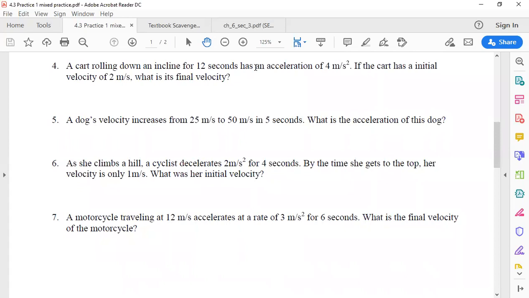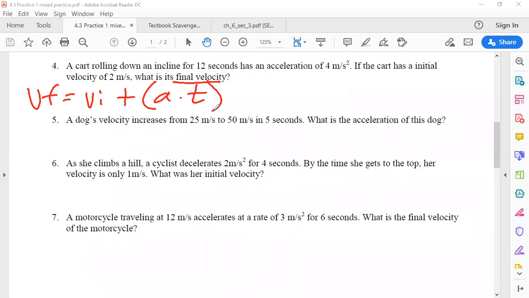Problem number 4 says a car going down an incline for 12 seconds has an acceleration of 4. If it has an initial velocity of 2, what is its final velocity? We're finding final velocity, so we're going to use our VF equation. VF equals VI plus, and I put this term in parentheses, but it doesn't have to be, we would get to the same thing, A times T.